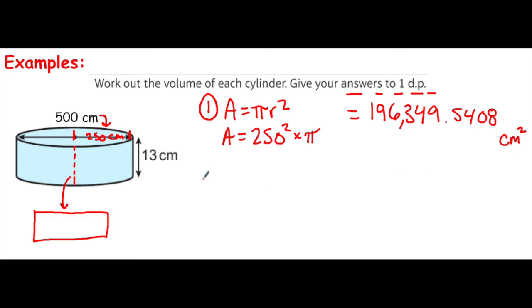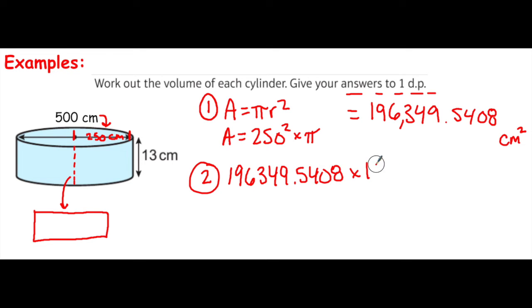Now to get the volume, last step, all we do is we take this value here and we times by the depth of the prism, or the cylinder in this case, we have to times by its height. So I would take this number, 196,349.5408, and we multiply it by the height of the cylinder. Now, once you plug this into your calculator, notice we are going to get more than one decimal place, so be careful and start thinking about how you're going to round that value.